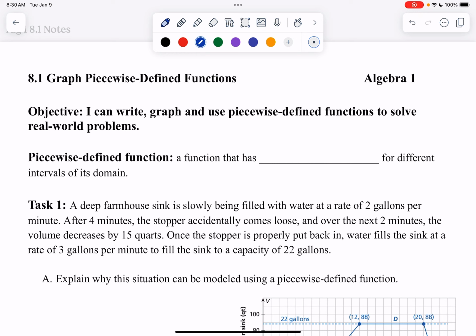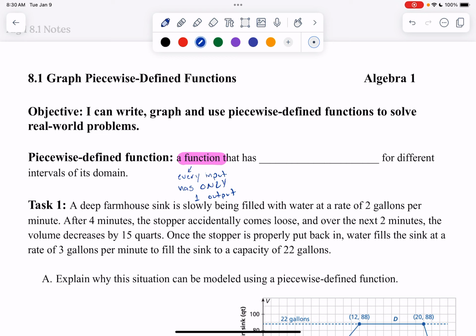It is a function, and a reminder that again, a function, every input has only one output. A function is a rule that matches inputs to outputs, and every input can have only one output. So that's the definition of a function again.